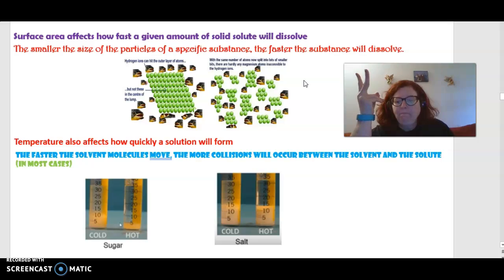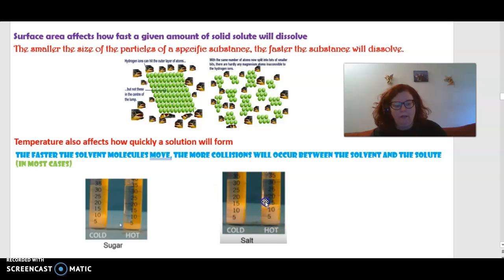Temperature. The faster the solvent moves, because remember, temperature is basically how fast a molecule moves. And the faster the solvent molecules move, the more collisions there are going to be. There's a lovely illustration right there. If you notice, with covalent non-electrolytes, it's a lot more dramatic than it is with electrolytes.